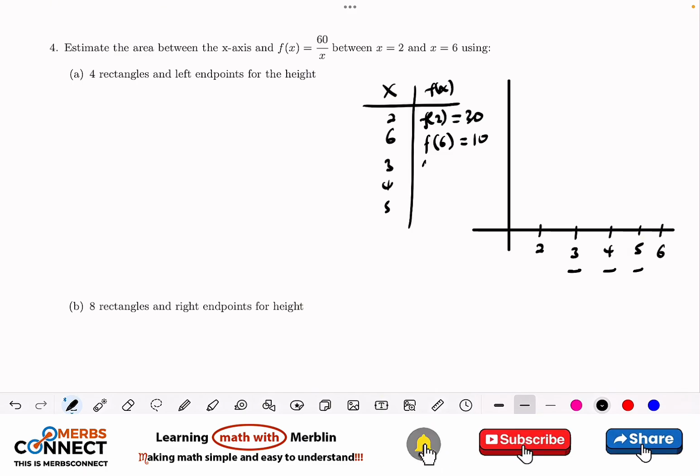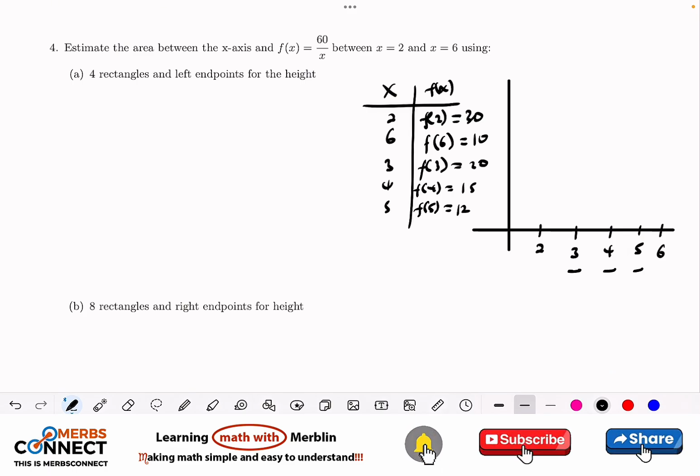So f of 3, 60 divided by 3 should give us 20. And then f of 4, we should have something like 15. And then f of 5 should give us 12. So we are going to plot this on the graph.